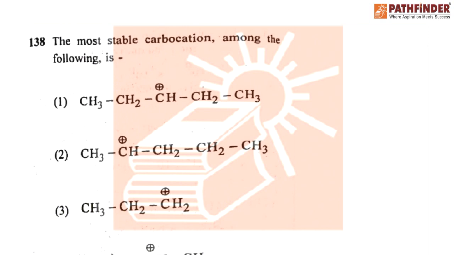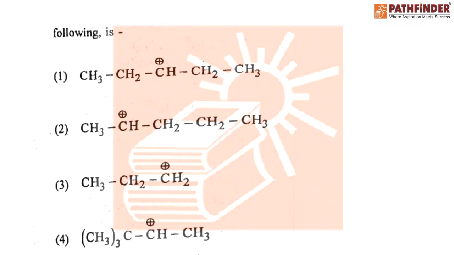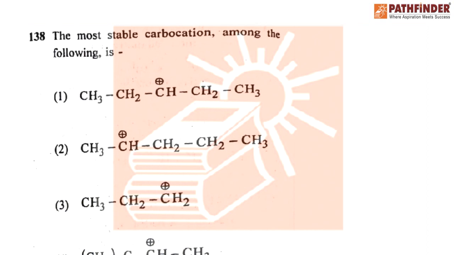Most stable carbocation among the following. We all know that the stability of carbocation is measured in terms of alpha hydrogen. Here, for all the structures that are given, we have to just count the number of alpha hydrogens. The more the number of alpha hydrogens, the more will be the stability. In the first option, there are 4 alpha hydrogens. In the second option, here is 3, here is 2, so ultimately 5 alpha H.